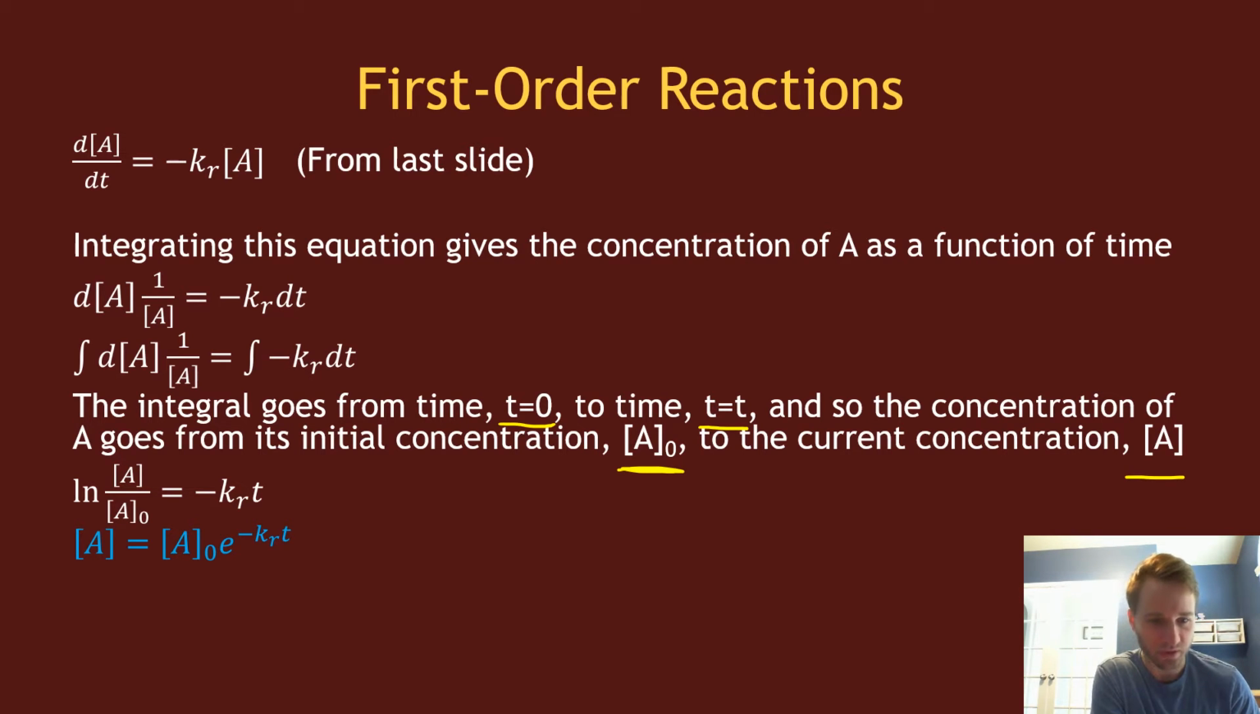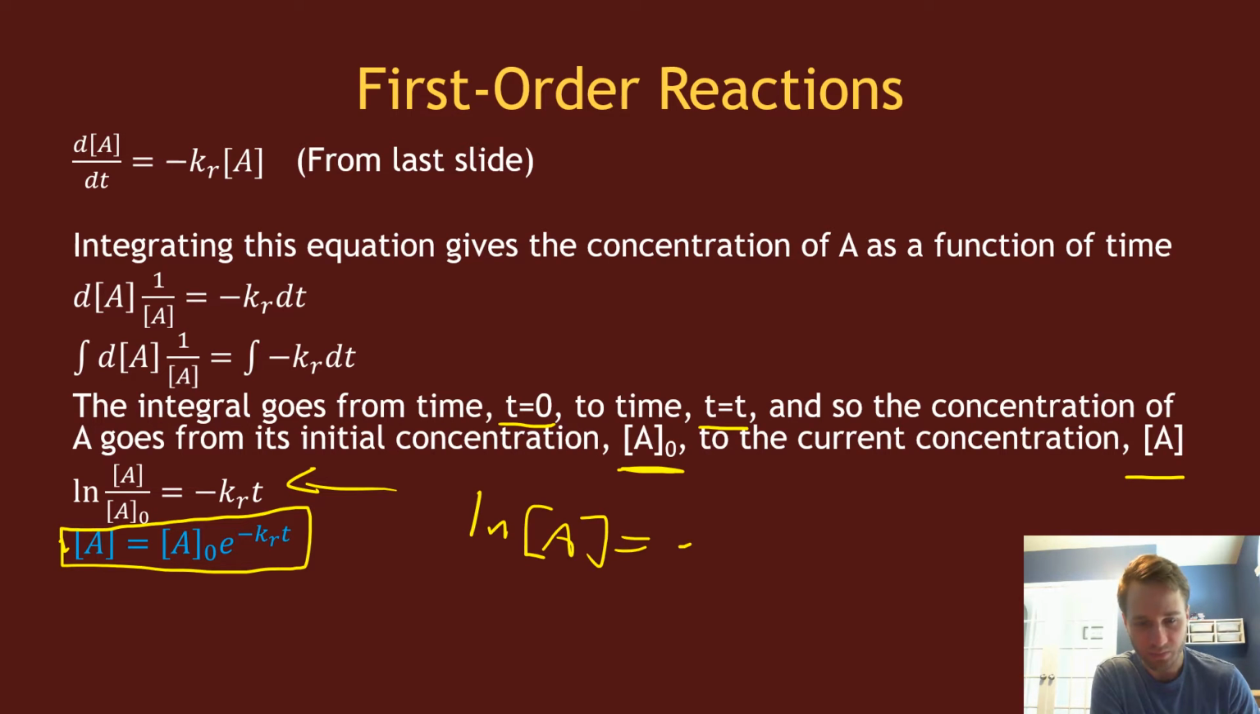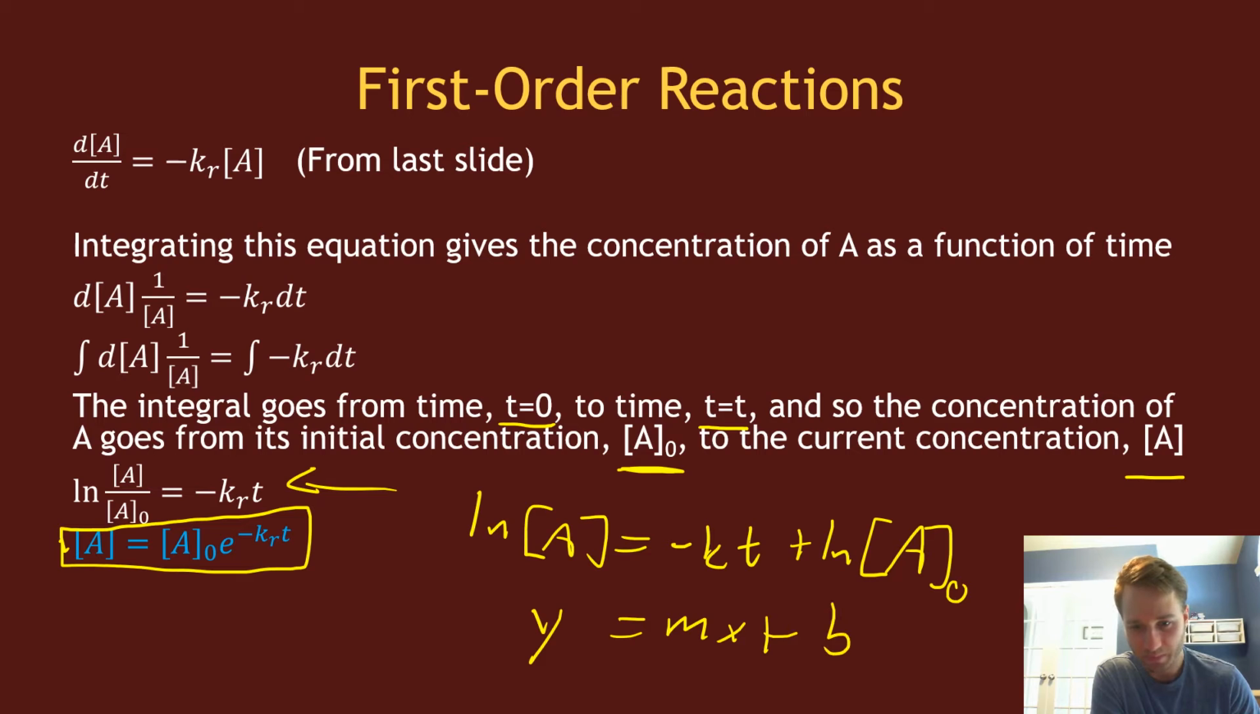Or you can write that as concentration of A equals concentration of A naught times e to the minus kt. And this form you can also write as ln concentration of A equals minus kt plus ln concentration of A naught, where then this is your equation for a straight line, y equals mx plus b. B is your y-intercept, and m is the slope, where the slope is minus k.